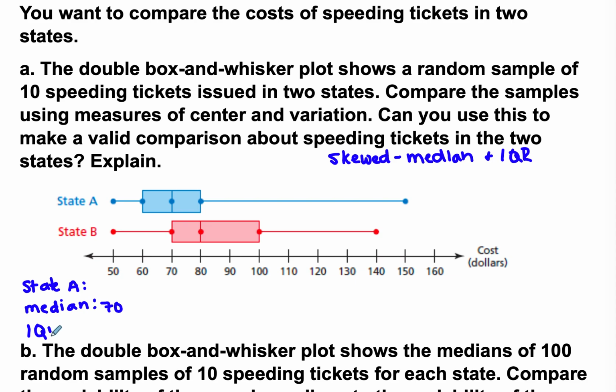IQR, that's how big your box is. You're subtracting the numbers on the sides. So here, this would be 60, and this would be 80. We're subtracting our upper and lower quartiles, or our first and third quartiles. So for this one, I would do 80 minus 60, and I would get 20. All right, go ahead and pause the video and find the median and IQR for state B.